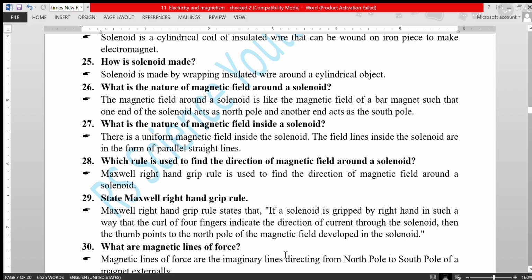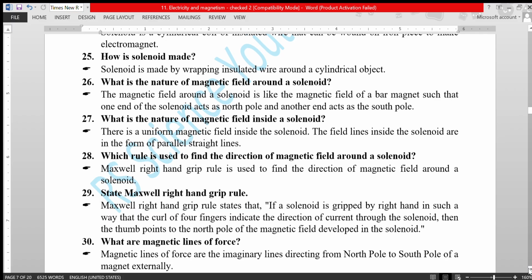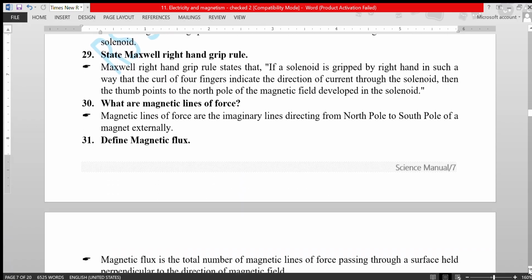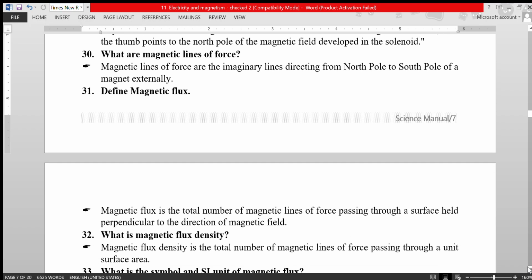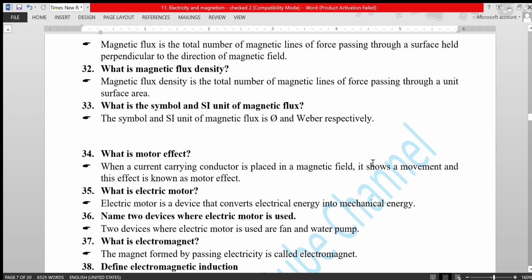What are magnetic lines of force? Magnetic lines of force are the imaginary lines directed from north pole to south pole of the magnet externally. Define magnetic flux. Magnetic flux is the total number of magnetic lines of force passing through a surface perpendicular to the direction of magnetic field. What is magnetic flux density? Magnetic flux density is the total magnetic lines of force passing through a unit surface area. What is the symbol and SI unit of magnetic flux?